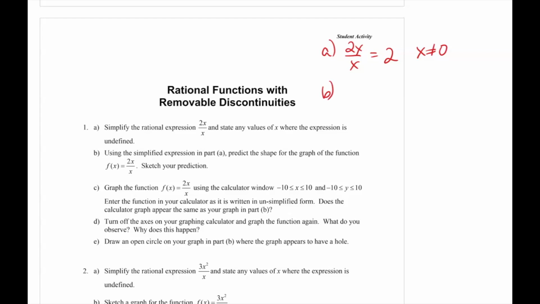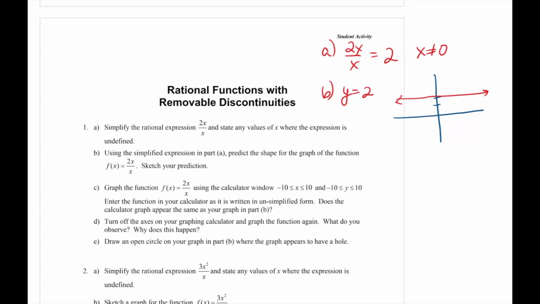Then we're going to look at part B, which says to use that simplified version from part A and predict the shape of the graph of the function f of x equals 2x over x. Of course I know that's my y, and y equal to 2 is a horizontal line. So I'm going to draw the graph of a horizontal line through 2. I happen to know that I need a hole right here at the origin, when x is 0.